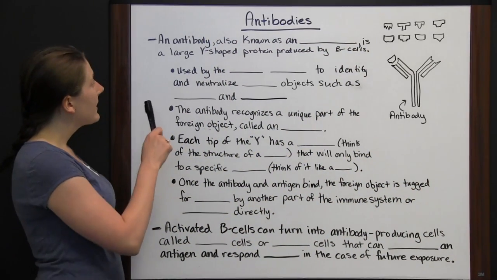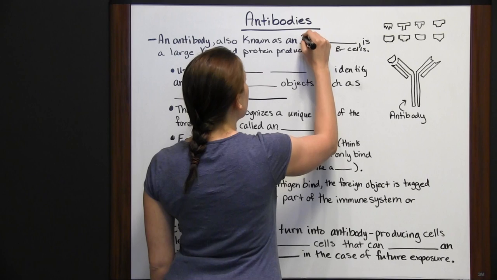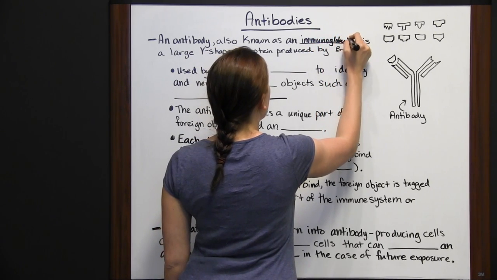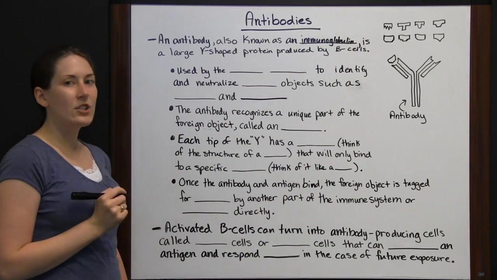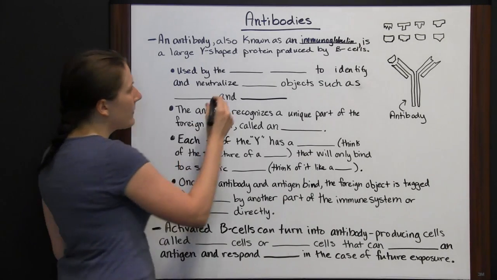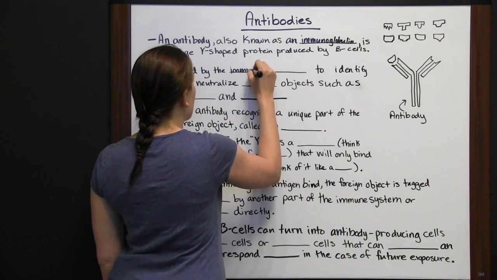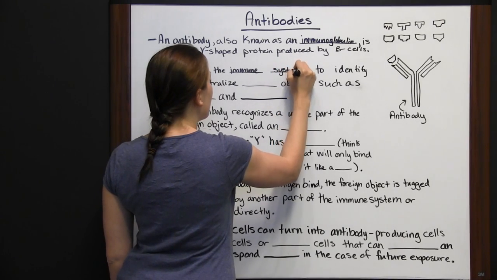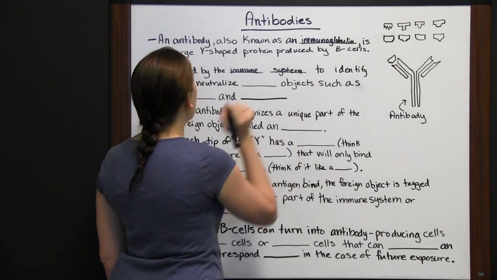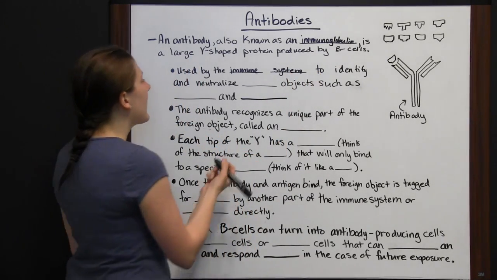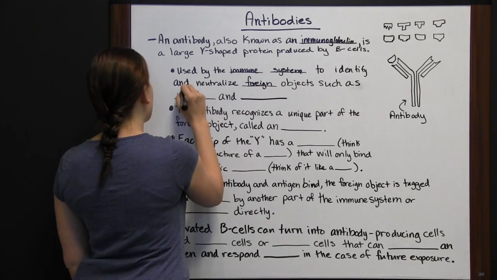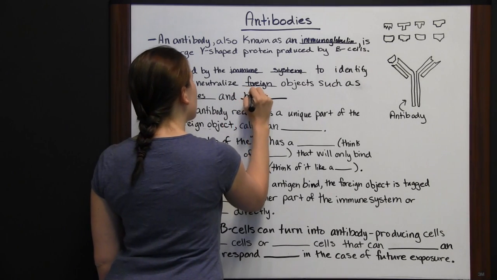Antibodies. Antibodies are also known as immunoglobulins, and they are large Y-shaped proteins produced by B cells. Now, an antibody is used by the immune system. You might have been clued in by the alternative name, immunoglobulin. So it's used by the immune system to identify and neutralize foreign objects such as viruses and bacteria.